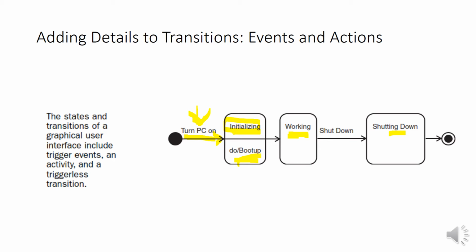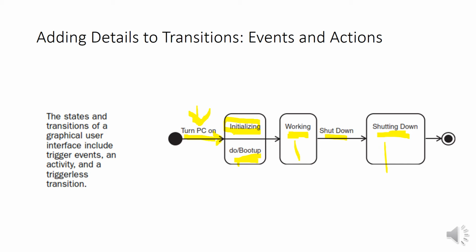So when you choose to shut down the PC, you generate a trigger event, that is shutdown, that causes the GUI to transition to the shutting down state. So it's not necessary to mention all the entry, exit, and do activities in each state. Wherever it applies, you can mention. As a result of the shutting down state, the PC turns off.